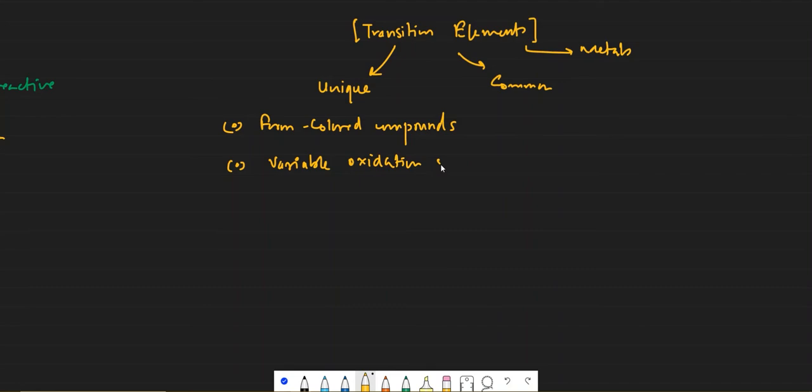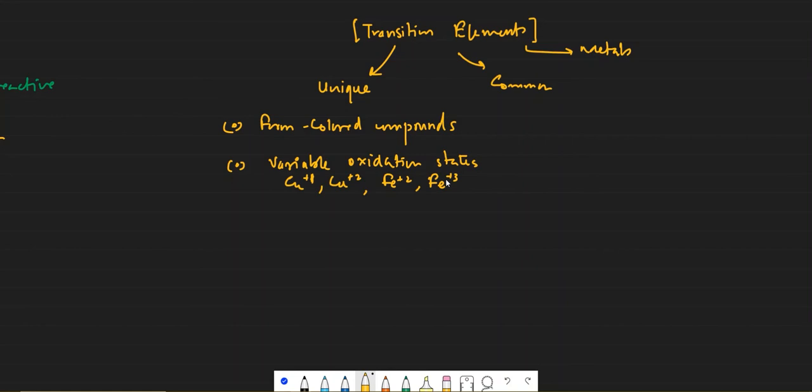What does this mean? It means that they have multiple valencies. They can have multiple charges. Like copper can exist at +1, copper can exist at +2, iron can exist at +2 and +3. That's why in chemical equations, whenever there is a transition element containing compound, they always mention, like, iron 2 sulfate. So you'll know that this is the iron that has a +2 charge.